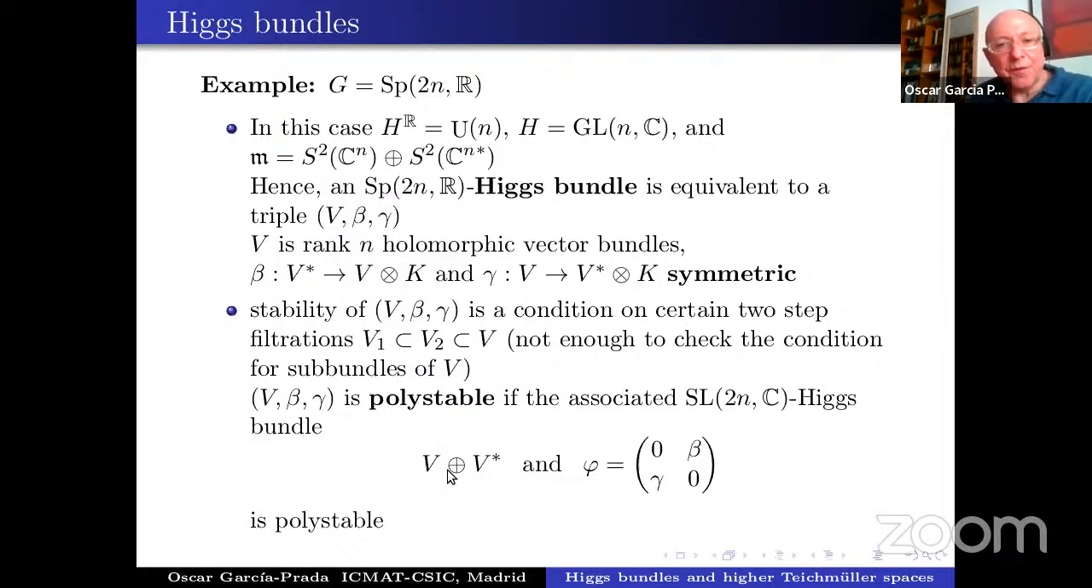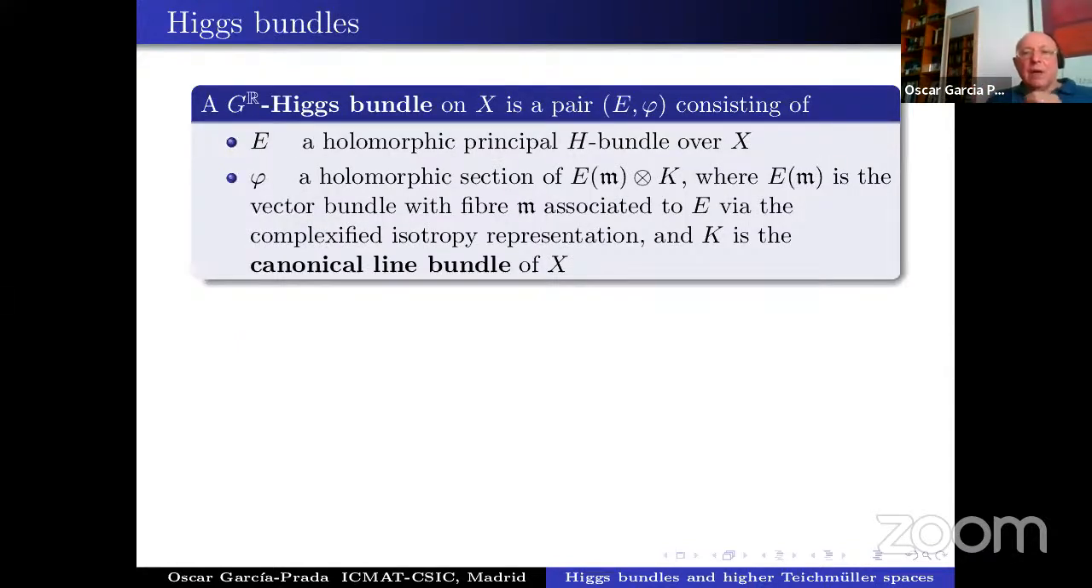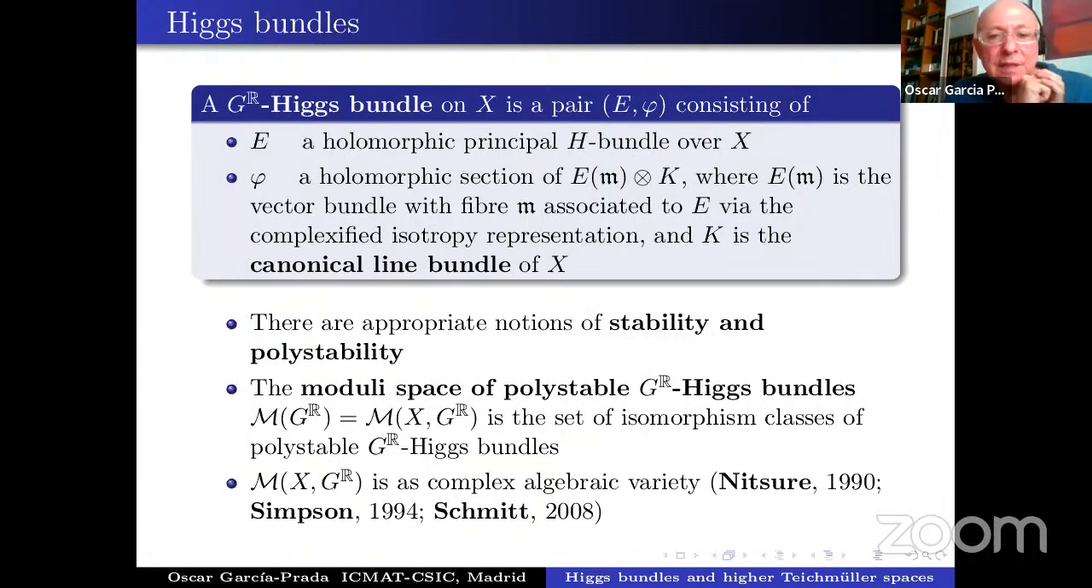Okay, so just to give you a flavor of these two examples, and then coming back to our general G_R Higgs bundles, there are appropriate notions of stability and polystability, and one can define the moduli space of polystable G_R Higgs bundles, or semistable if you prefer. This is what I will denote M(G_R), or M_X(G_R) if I want to emphasize the Riemann surface. And there are several algebraic geometric constructions of this in the context of the original Higgs bundles. Nitsure gave a construction using GIT, and then in a more general setup Simpson, and in this generality here, Alexander Schmitt gave a GIT construction of these moduli spaces.